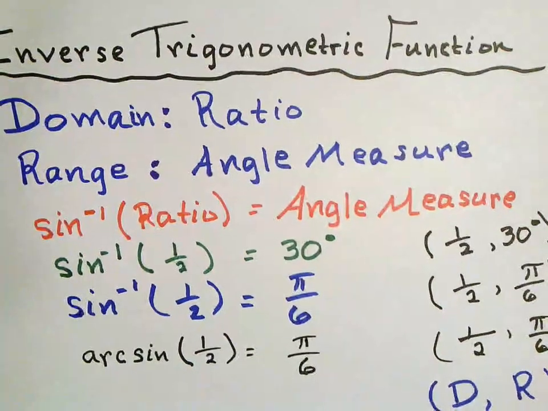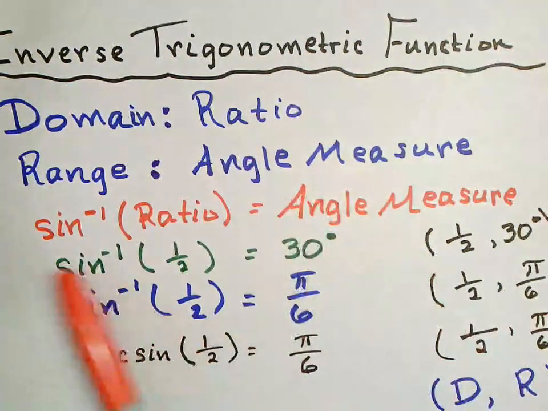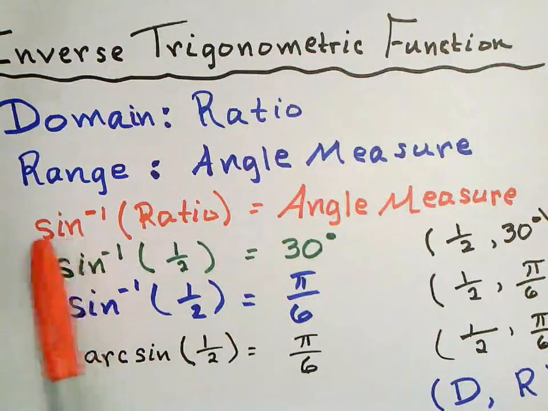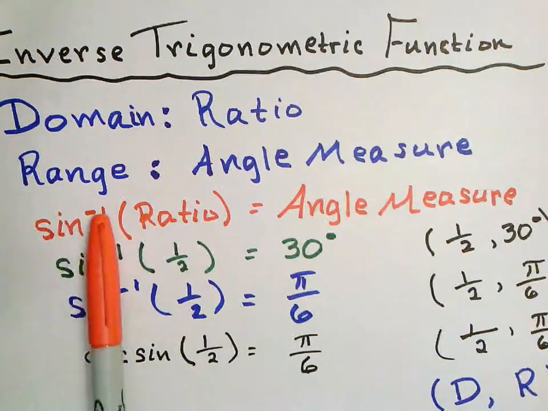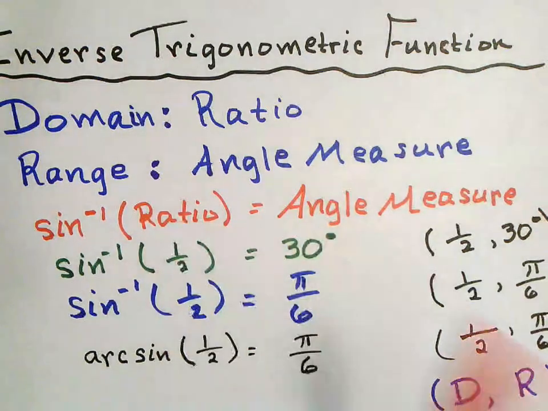When we do our inverse trig functions, we interchange the x and the y. The domain becomes the ratio, the range becomes the angle measure. Here's a little template. See, it's inverse sine. We raise the sine to the -1. It's read inverse sine of the ratio is equal to the angle measure.